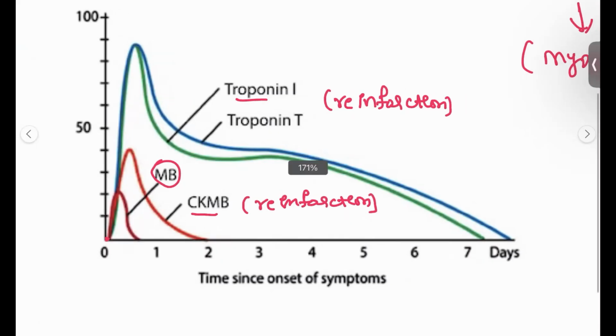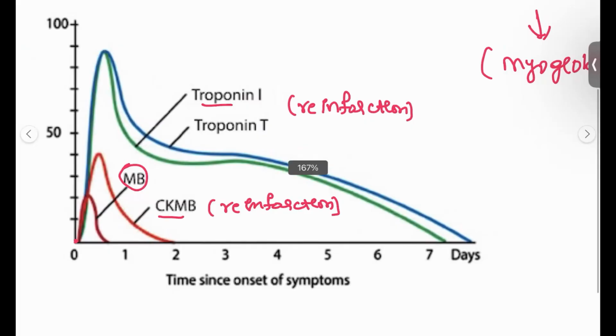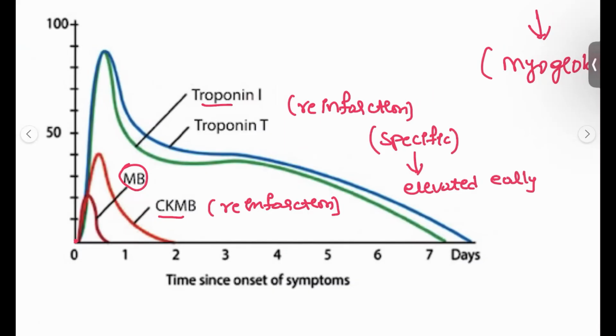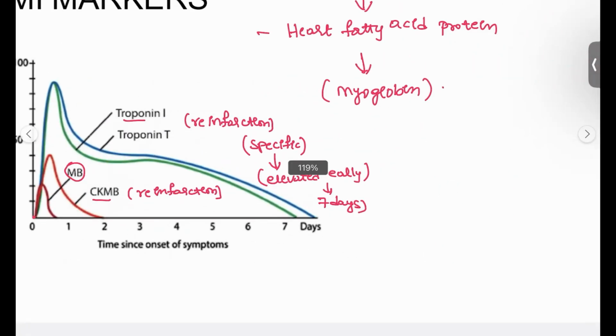What is specifically important about troponin? Troponin is very specific. When you say MI, troponin is very specific because it is elevated early and it rises until 7 days. So that's why troponin is very specific in MI patients. That's the one thing we have to know.